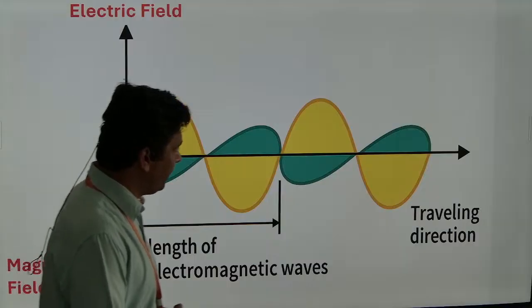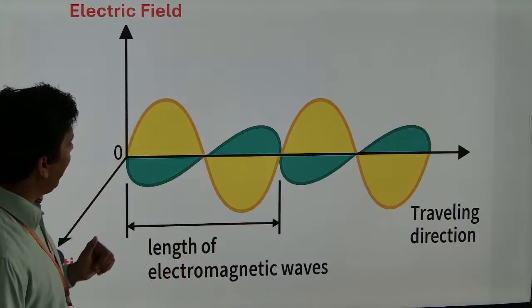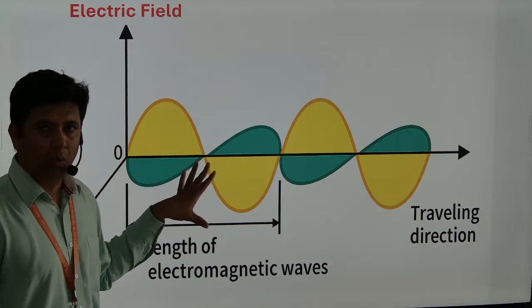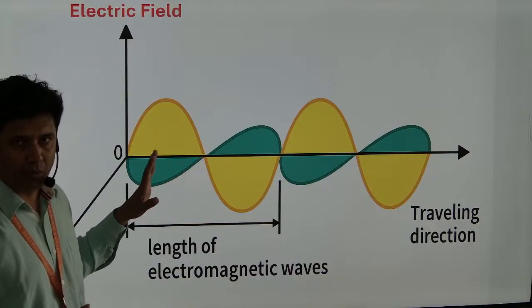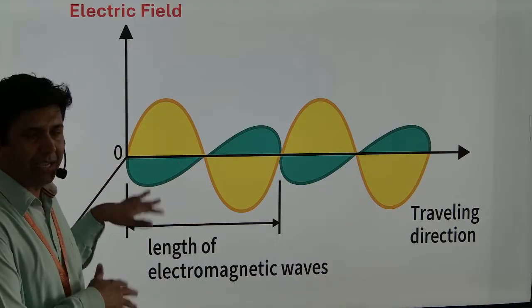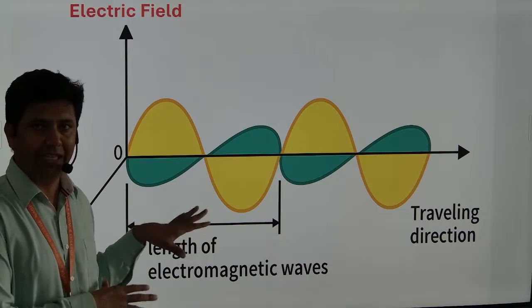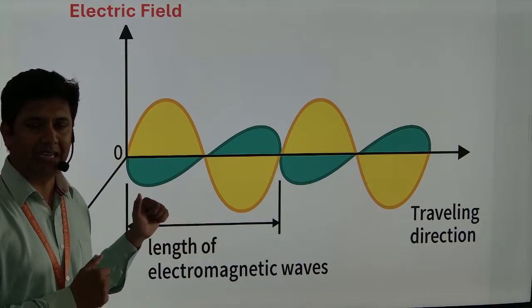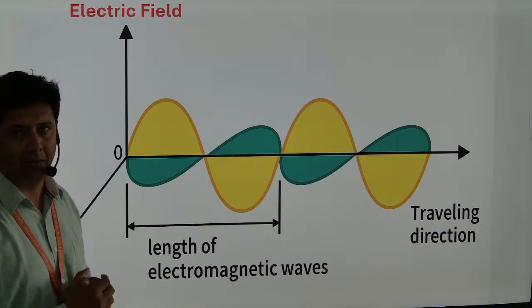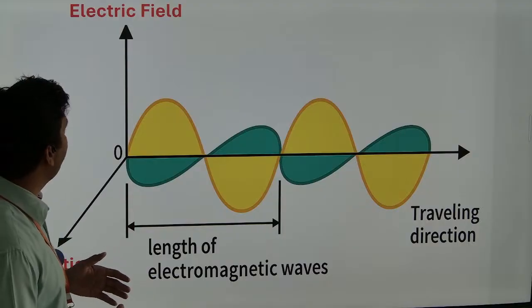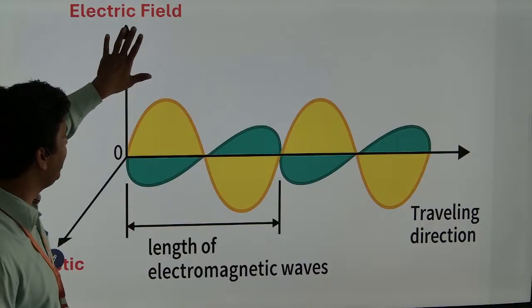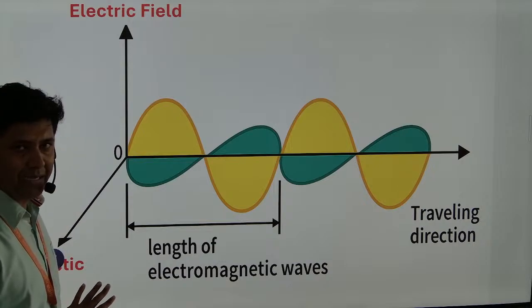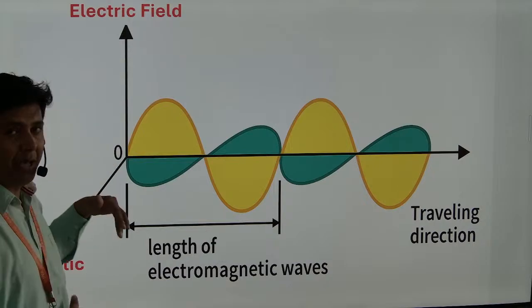If you look at this particular diagram, you will find that this is a wave, which we call an electromagnetic wave. As far as Maxwell's electromagnetic wave theory is concerned, Maxwell said that light travels in the form of electromagnetic waves. And we know that an electromagnetic wave consists of two fields: one is the electric field, another the magnetic field. And these two fields are perpendicular to each other.